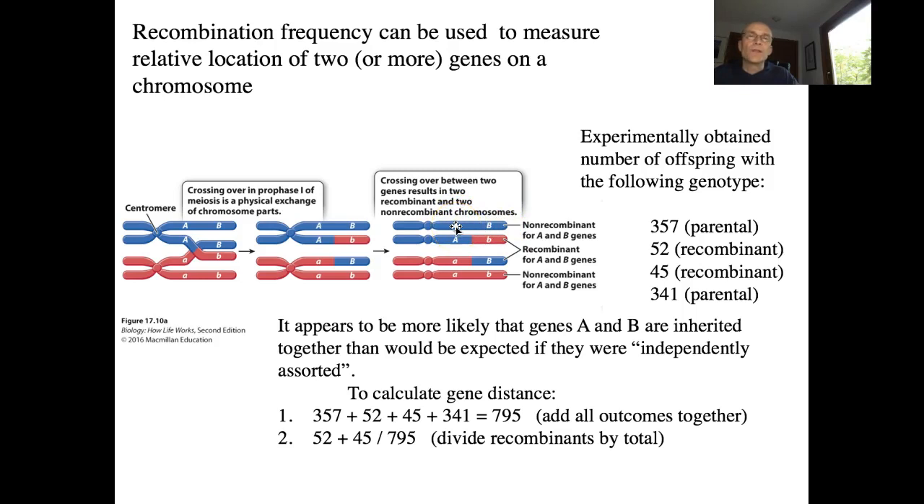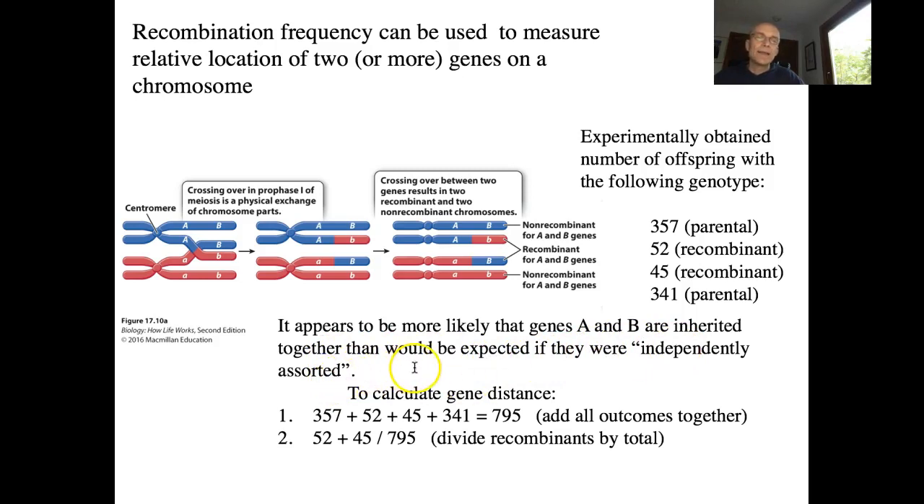So the recombination, the crossing over, did not happen between A and B in the majority of cases. But there were some, and not that few, that recombined right in between those two. So we said earlier, the further these guys are apart from each other, A and B, the more likely it is that recombination will occur between them. So I say here, it appears to be more likely that genes A and B are inherited together than would be expected if they were independently assorted.